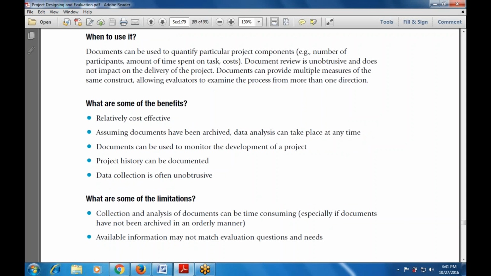Then, what are the various limitations or drawbacks of using documents for the product review? The first one is that collection and analysis of the documents can be very time consuming, especially if the documents have not been archived in an orderly manner. It is very time consuming. This is one of the limitations of the document or product review.